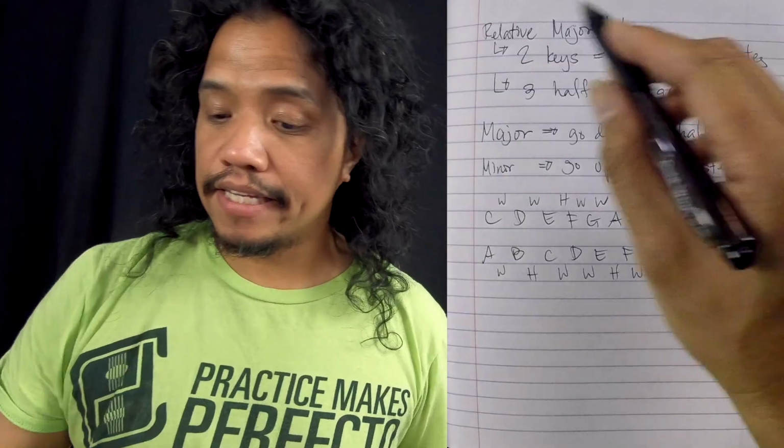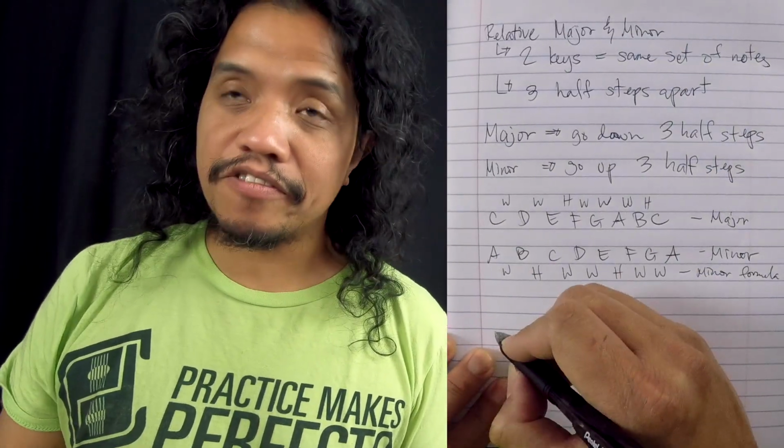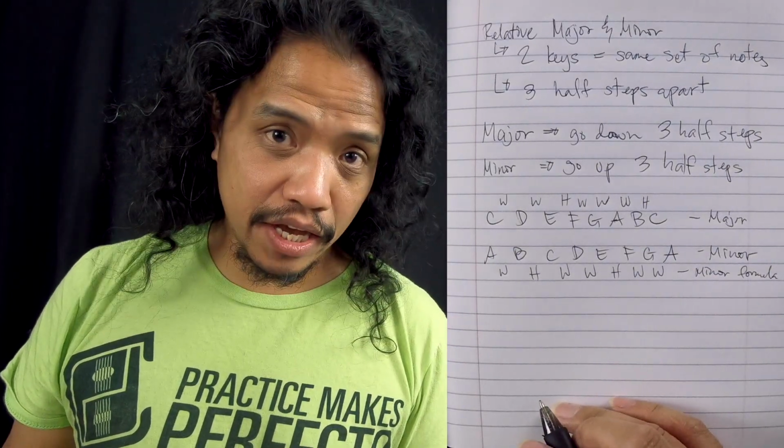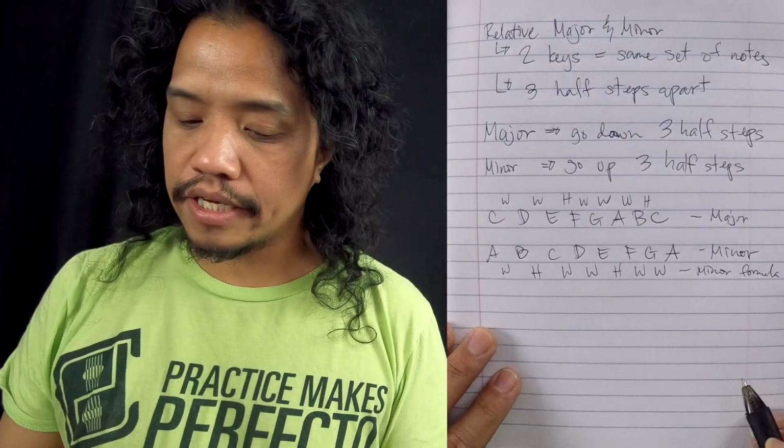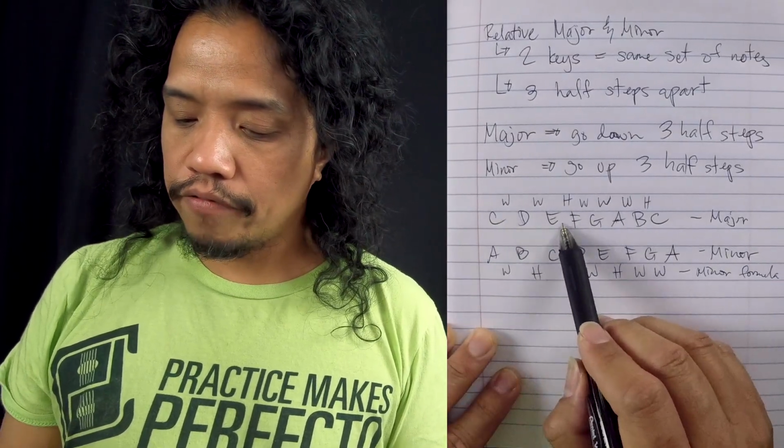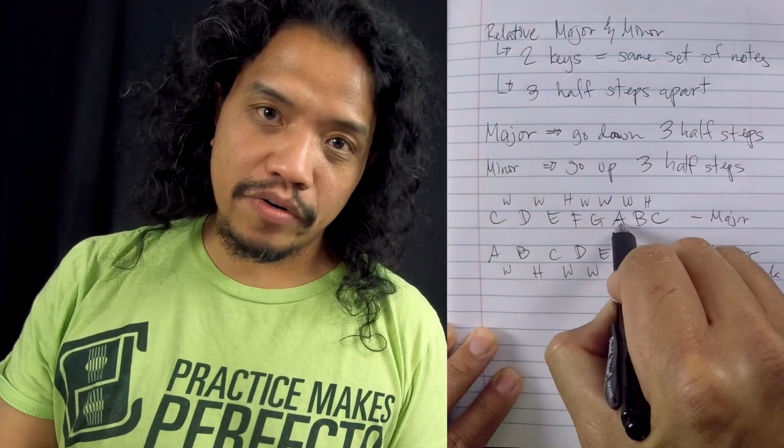Another way of looking at this is to think of the relative minor as the 6th degree of the major scale. So in this case, 1, 2, 3, 4, 5, 6, that is your relative minor.